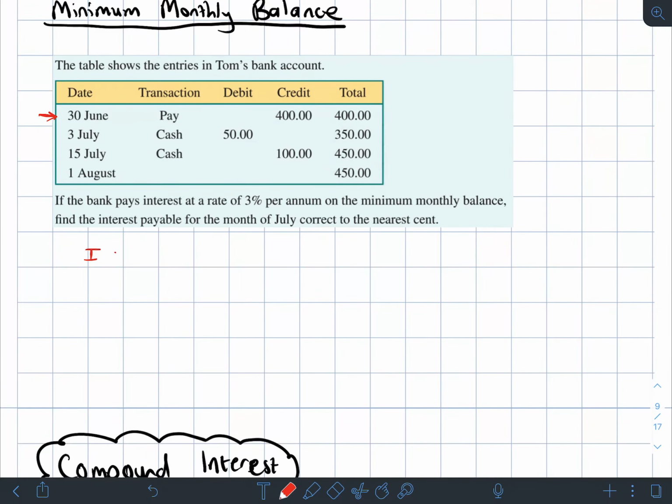So it's just simple interest, and it's only for 1 month, so we need to do it once, but there's an extra step that we need to do. We need to convert this 3% per annum into a monthly interest rate. So 3 divided by 12 is a quarter, so that's 0.25% per month.